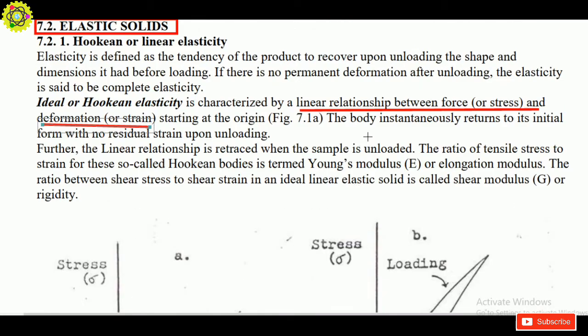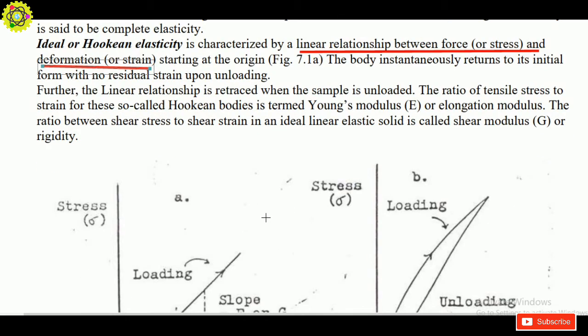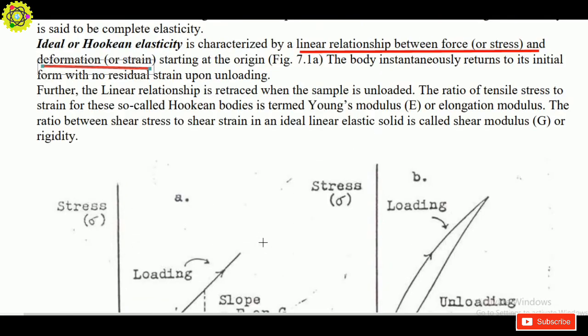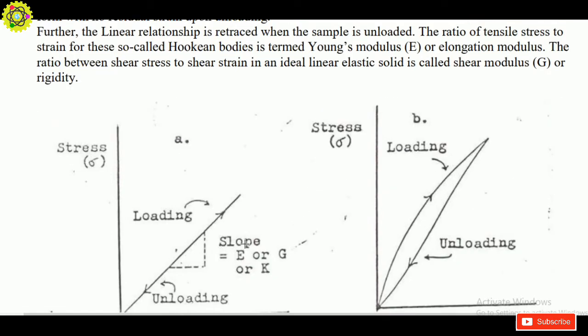Friends, the body instantaneously returns to its original form with no residual strain upon unloading. As you can see here, it is a linear relationship between the stress and strain. Here this is the loading condition, as you can see by this arrow, and here it is the unloading condition, and the slope is equal to E or G or K. This slope is called the shear modulus, or rigidity.